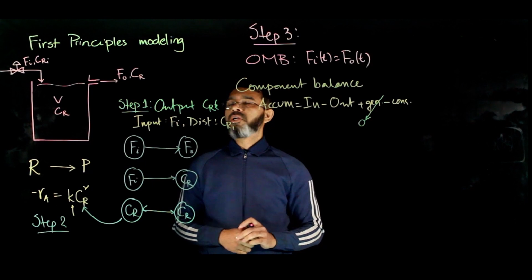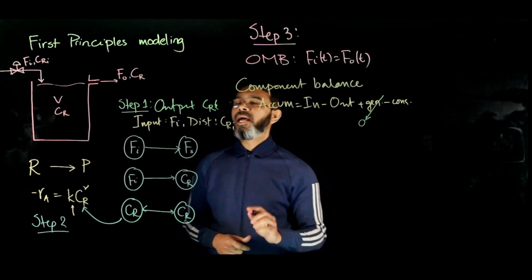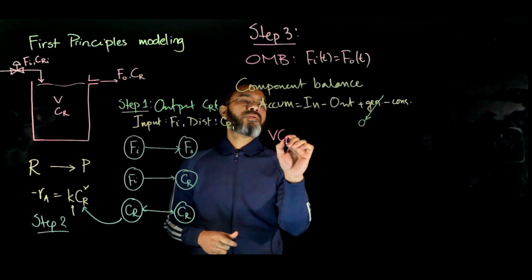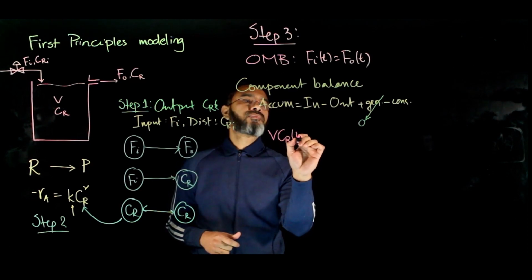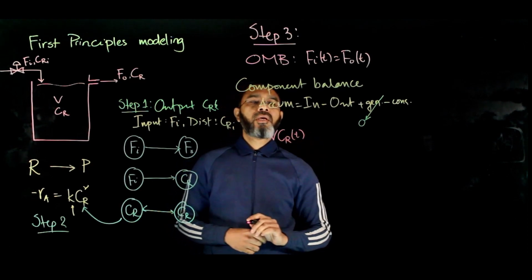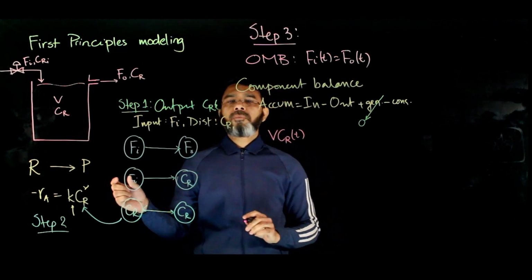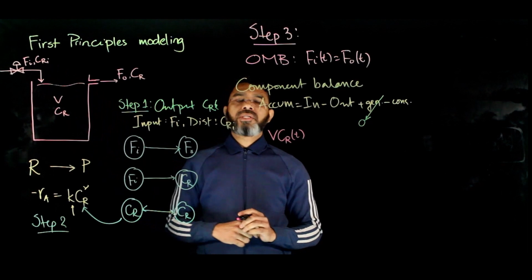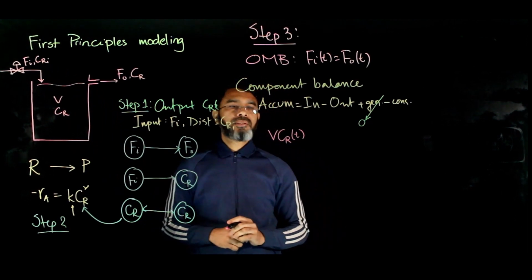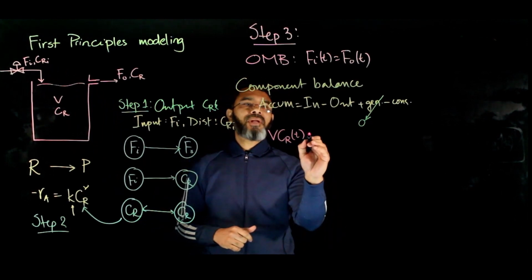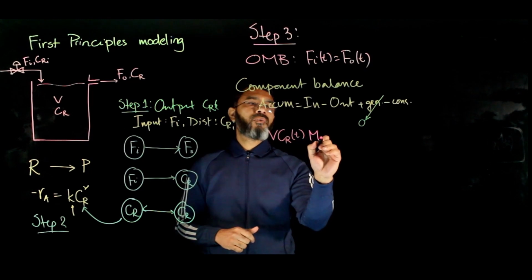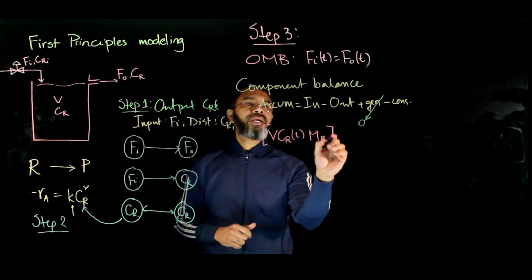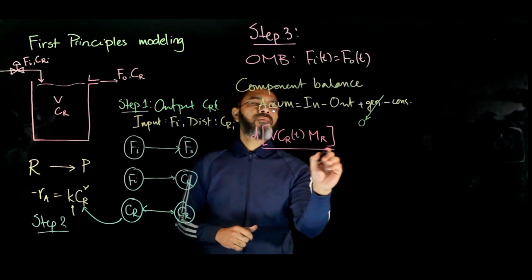Now here for the accumulation term, we'll have V CR, and for the examples involving reaction, we'll assume that this concentration is given in terms of moles per liter. So we need to multiply it by the molecular weight to get the mass. So the rate of change of this will give the rate of accumulation.